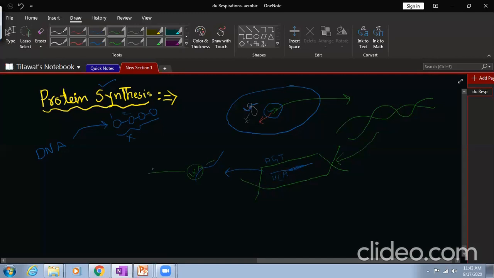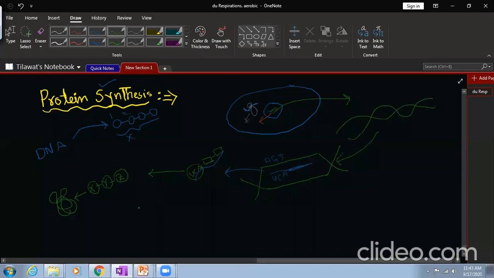Let's suppose this UCA codes for amino acid X, and here is another codon that codes for amino acid Y, and there is another codon, that codon means triplet nucleotide sequence, that codes for amino acid Z. So this sequence will convert into what? To an amino acid sequence. Am I clear? And definitely, if it becomes a long chain, so that is now what? It is protein. Is it clear?